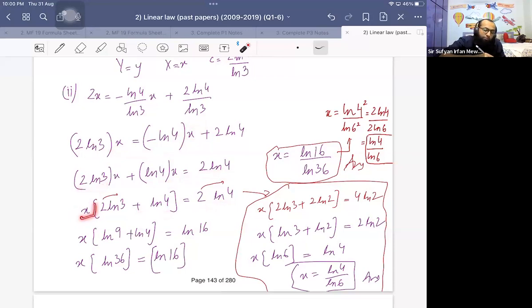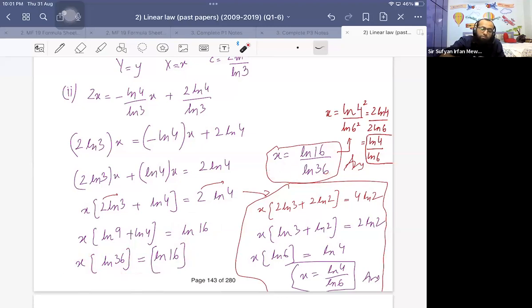Now if we want to find x, what we can do is, as per the power law, 2 ln 3 becomes ln 3 squared, which is ln 9. So ln 9 plus ln 4, and 2 ln 4 is ln 16. ln 9 plus ln 4 is ln 36, and this is ln 16. So x is going to be ln 16 divided by ln 36. x is ln 16 upon ln 36.